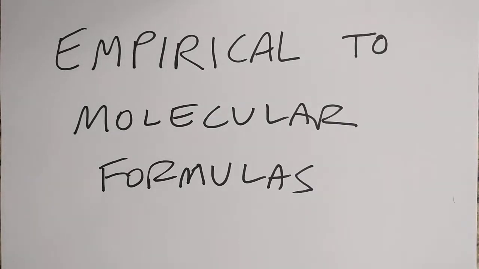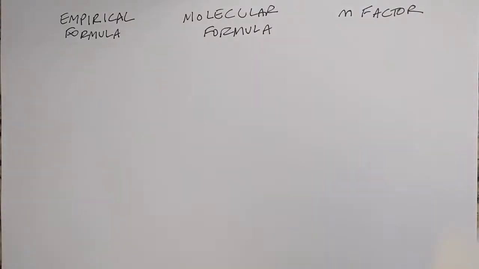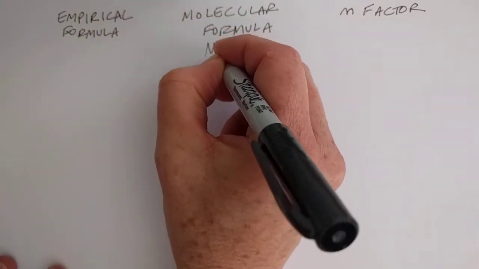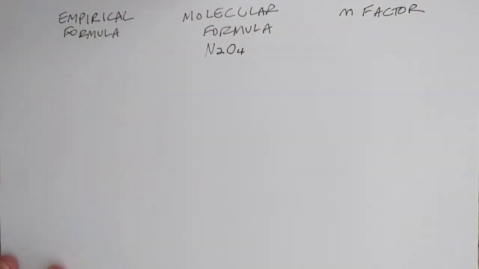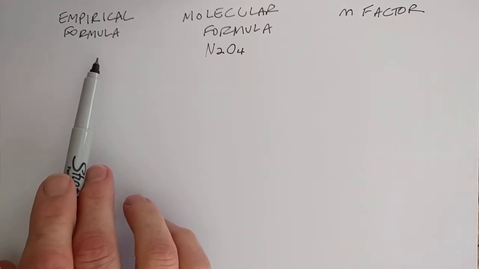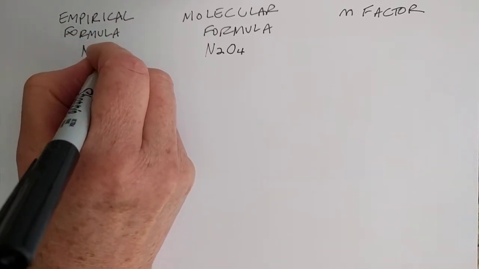This lesson is on empirical to molecular formulas, and specifically we'll be doing calculations to figure out empirical and molecular formulas. So let's take an example of a compound. The compound dinitrogen tetroxide has a molecular formula of N2O4. The representative particle is the molecule. Our empirical formula, the lowest whole number ratio of the atoms, then is just NO2.